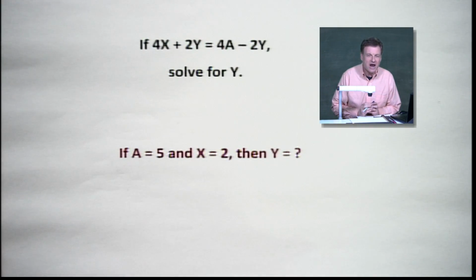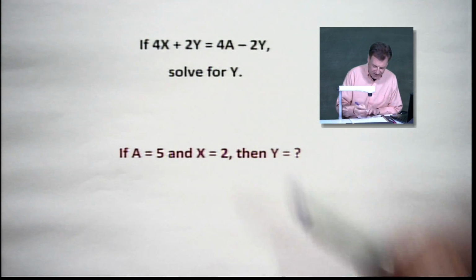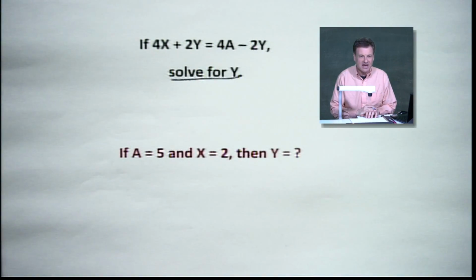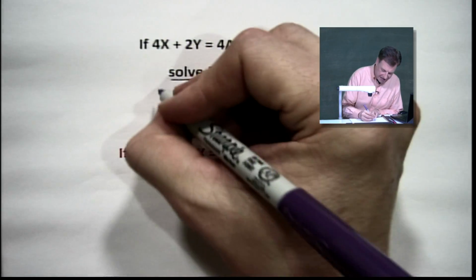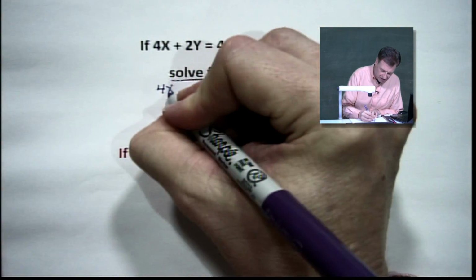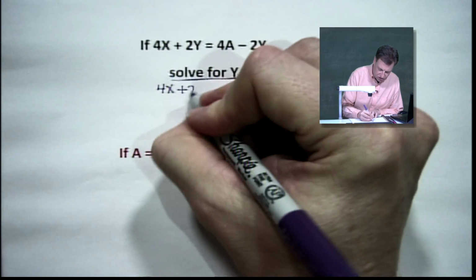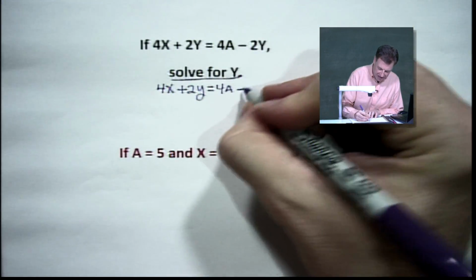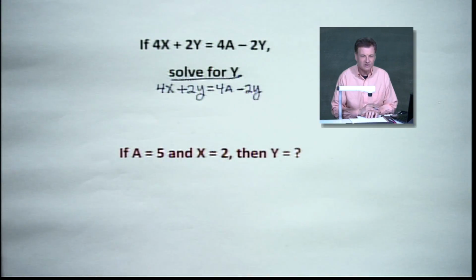It says 4x plus 2y equals 4a minus 2y, and we're going to try to get y by itself. That's what's going on here. When we solve for a variable, that means that's going to be found by itself. This is a little more complex, so let's write it down and see what's going on. 4x plus your 2y equals 4a minus that 2y, okay?